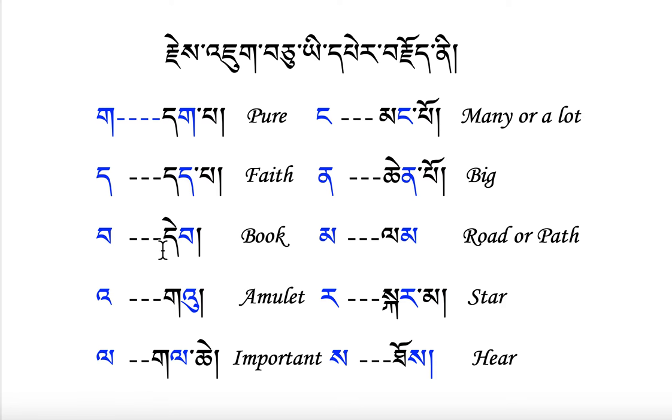So now we have Jenjuk pa. Ta dingbo te, pa te. Ta dingbo te, pa te. That's how you pronounce. Ta dingbo te, pa te means book. Jenjuk ma: la ma lam, la ma lam. The meaning is road or path.